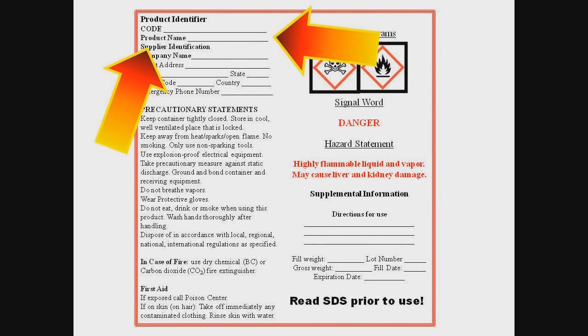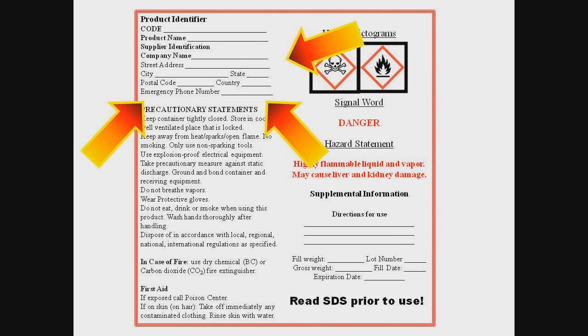The product identifier. This is how the hazardous chemical is identified. This can be, but is not limited to, the chemical name, code number, or batch number. The manufacturer, importer, or distributor can decide the appropriate product identifier. The same product identifier must be both on the label and in Section 1 of the safety data sheet.